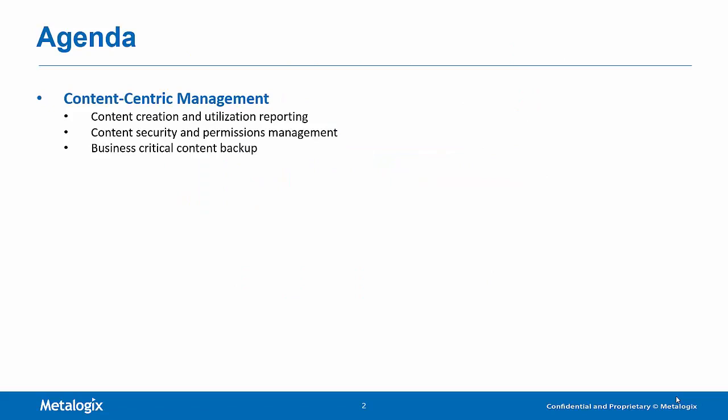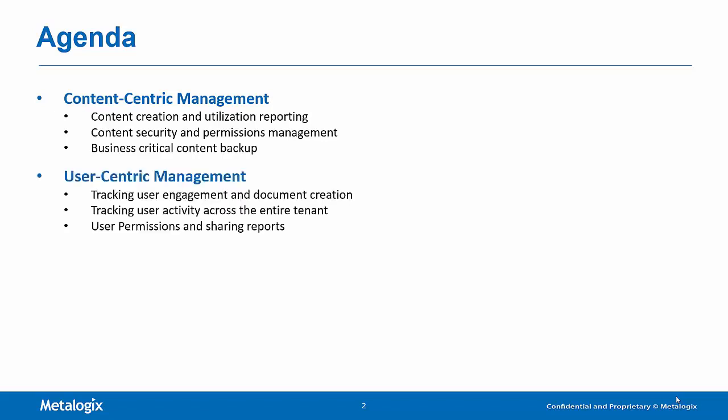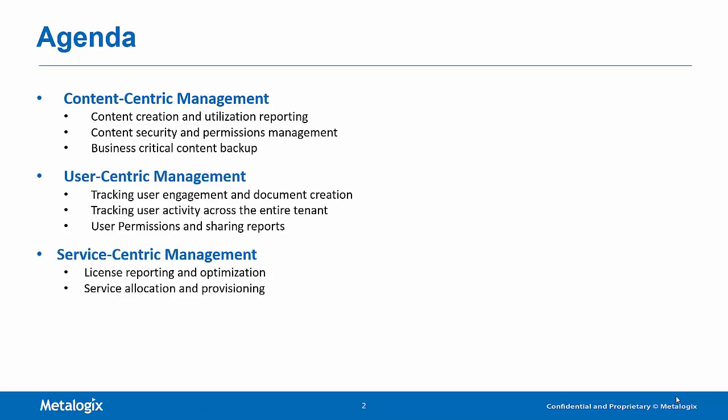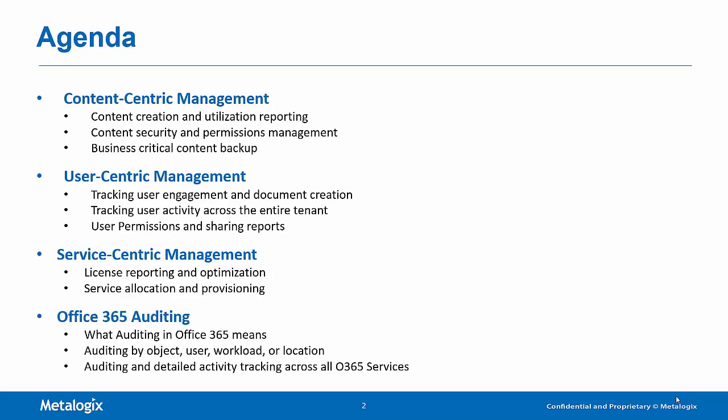There are four main disciplines that we find customers are most interested in when discussing management of Office 365. And those are Content-Centric Management, User-Centric Management, Service-Centric Management, and Office 365 Auditing. Within those four disciplines, there are 2 to 3 functionalities that we find are most enticing to them. We'll be discussing those and some use cases as well.